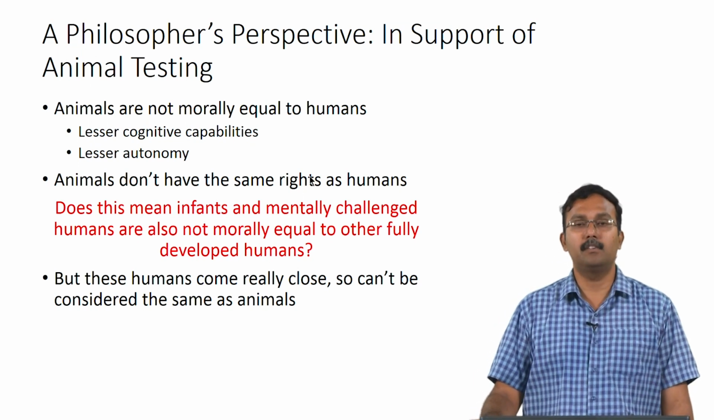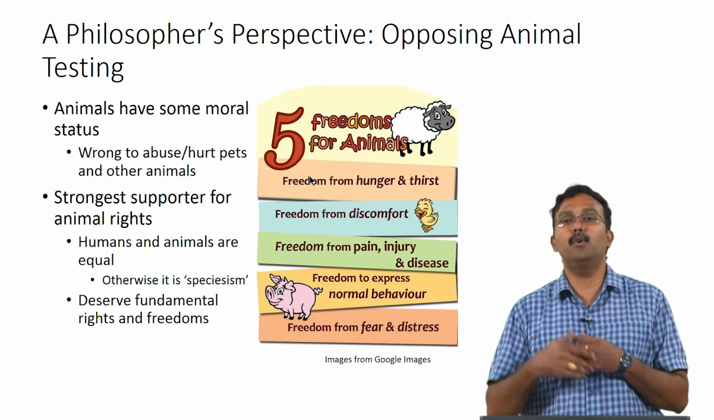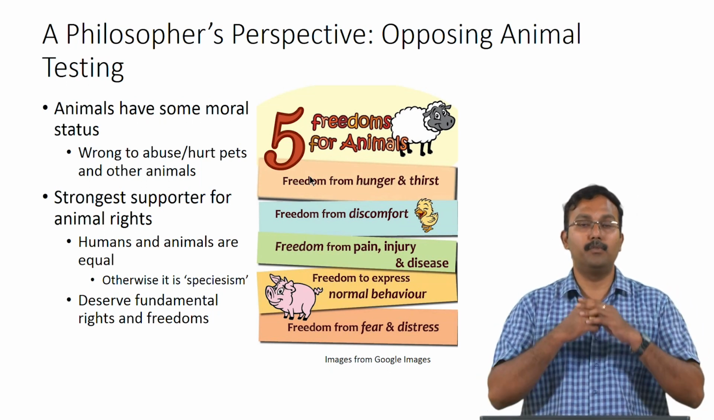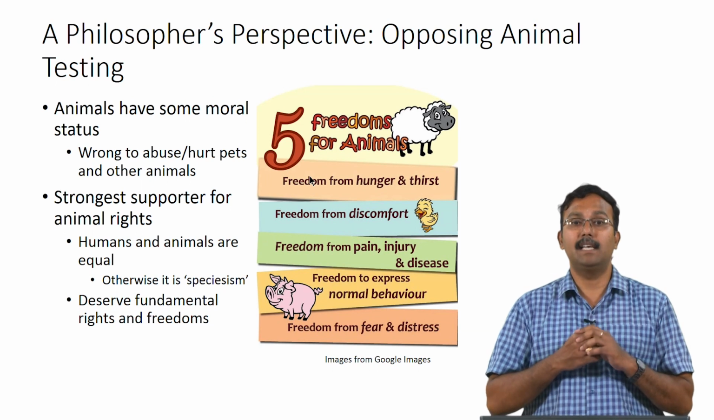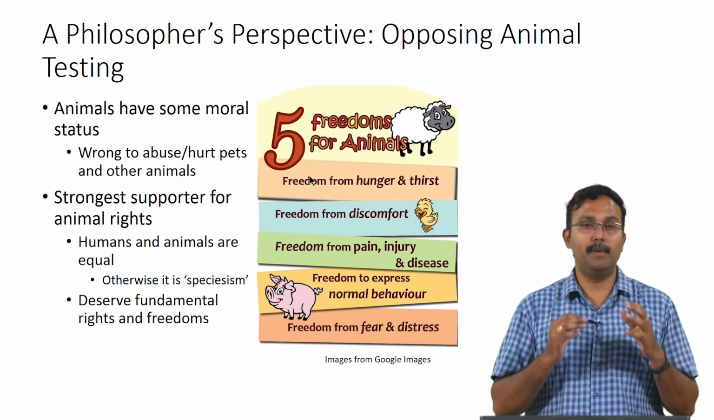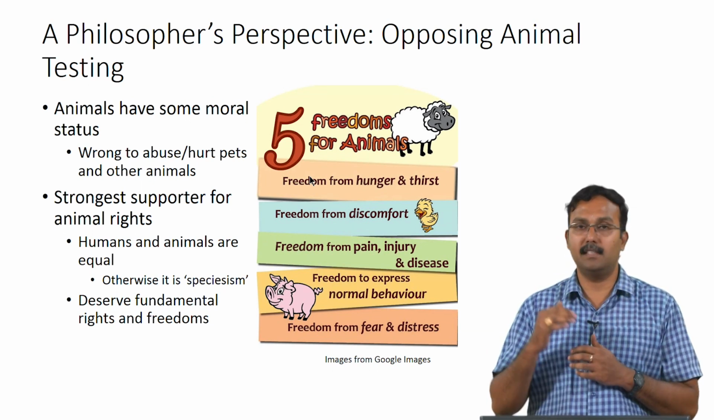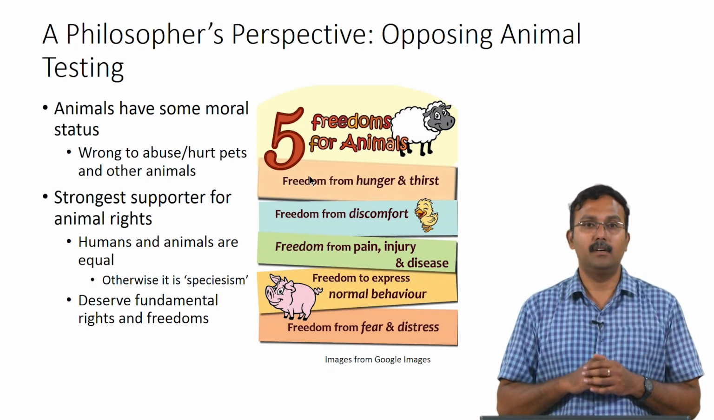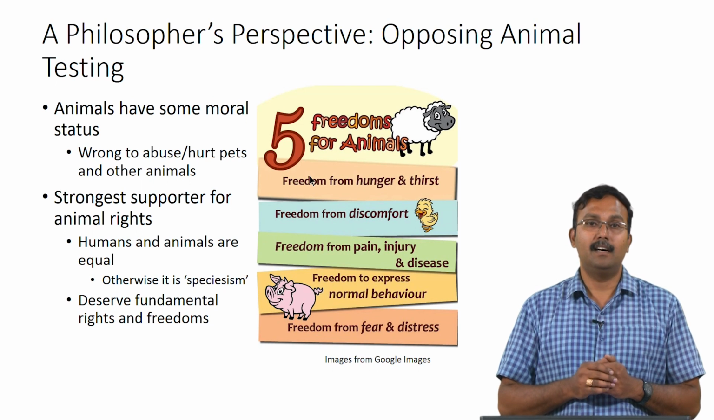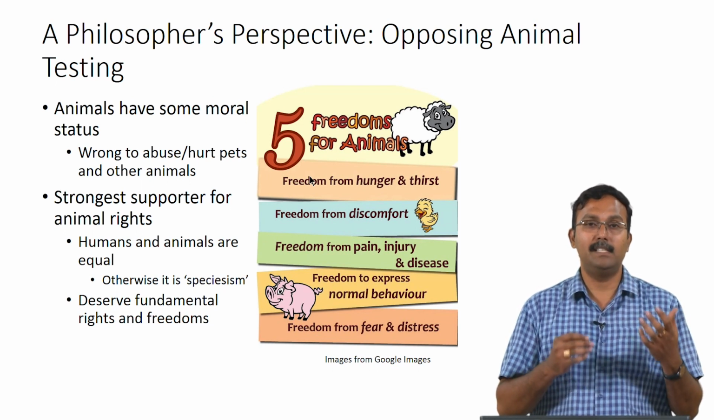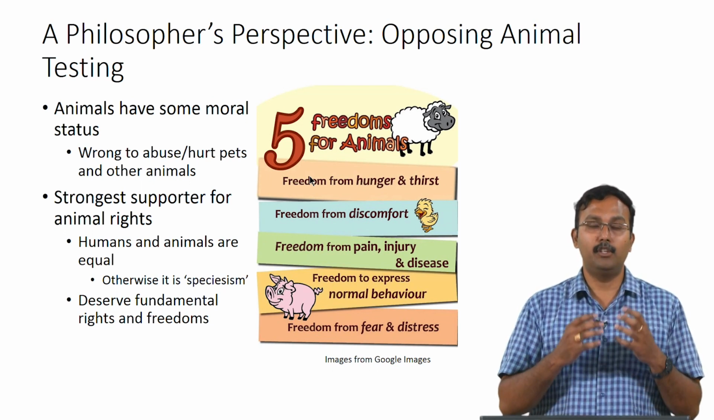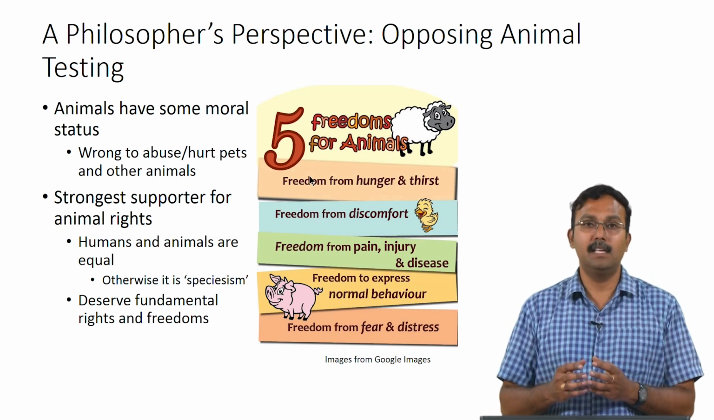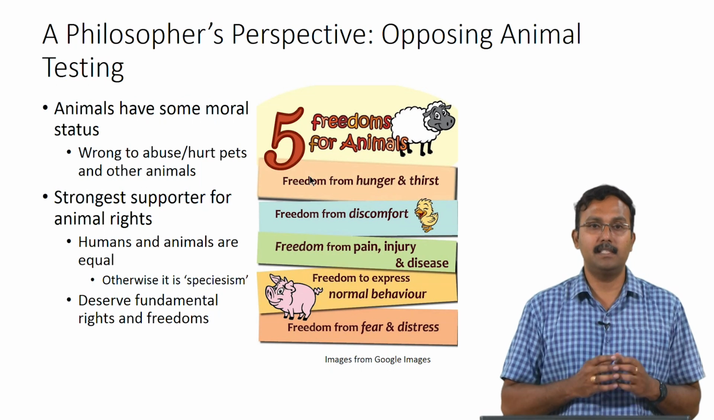So, what would be the philosophical arguments you place if you are opposing animal research? A philosopher who opposes animal research would put forth these things. Animals have some moral status. Nobody is saying that they have the exact moral status as a human being. They already have some moral status. We do understand that running over a dog might not be seen as a crime, but if somebody tortures and abuses a pet or other animals, it is a crime. So, we do understand that.